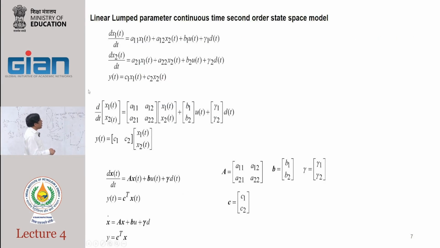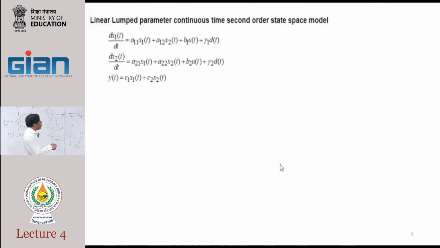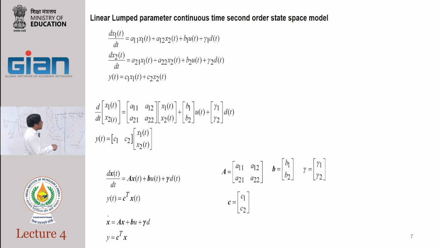Now, what is one of the first types? The linear lumped parameter continuous time. I'm now moving to the second order state space model. There are two equations, and it immediately becomes more complicated. And when you look into this, what is the issue that is coming, and I'll talk about that in a moment, is that you have these two variables.